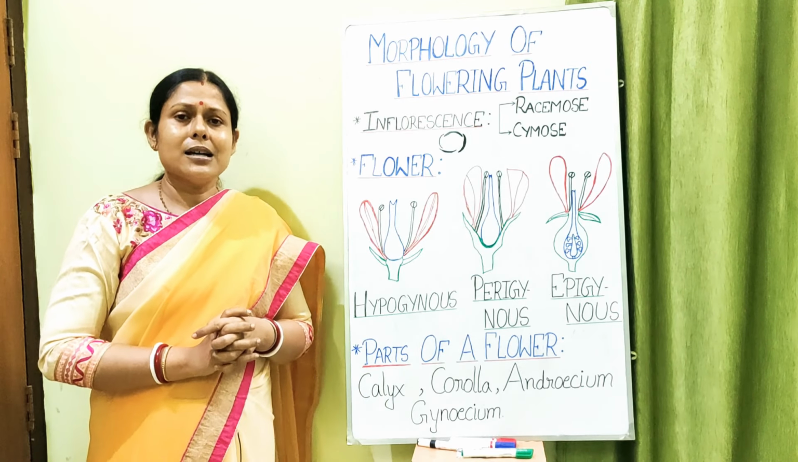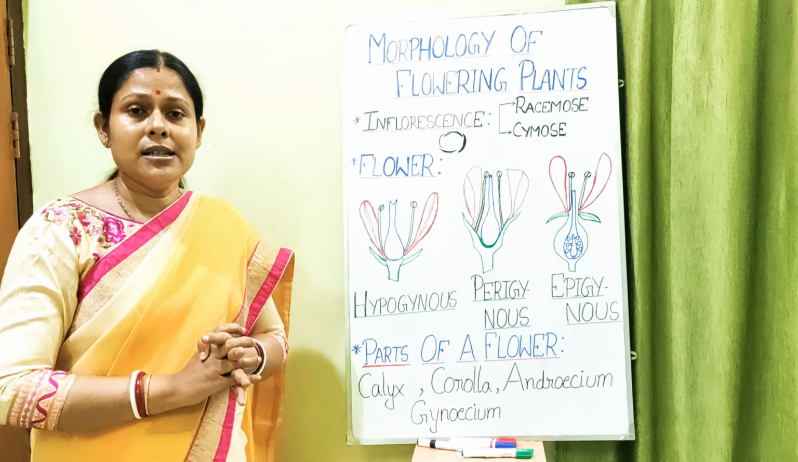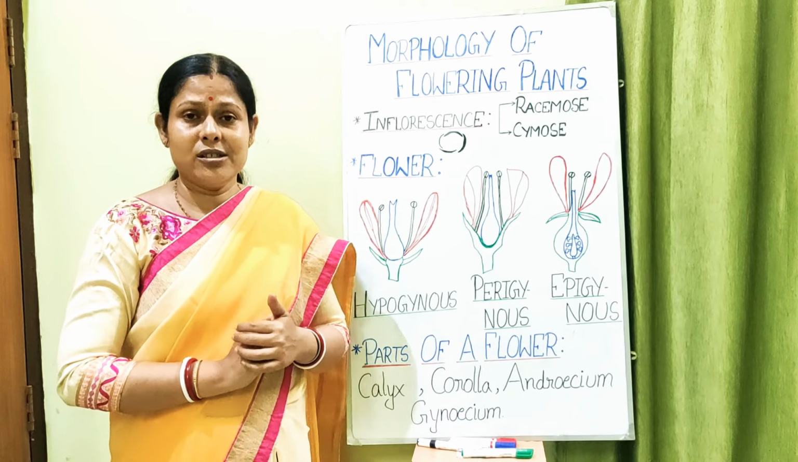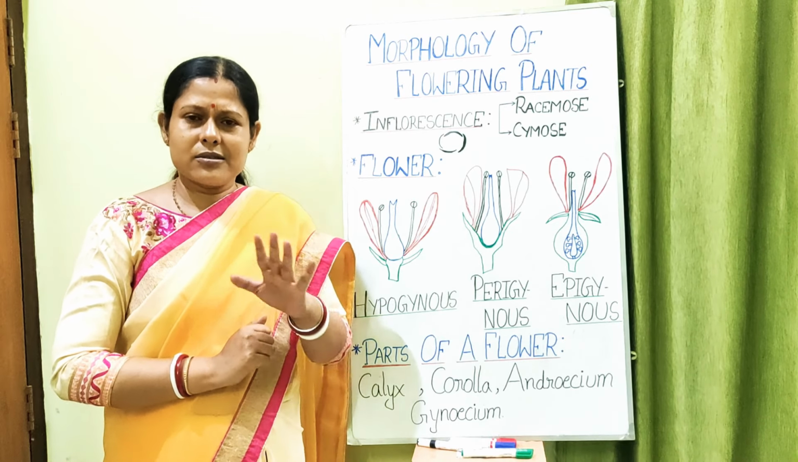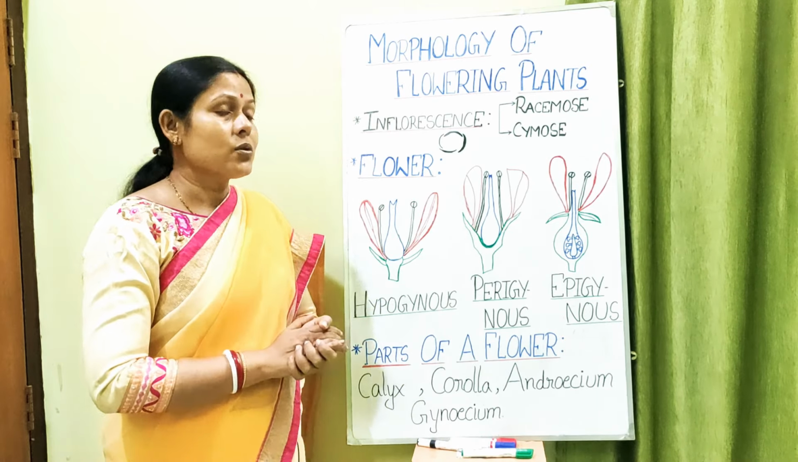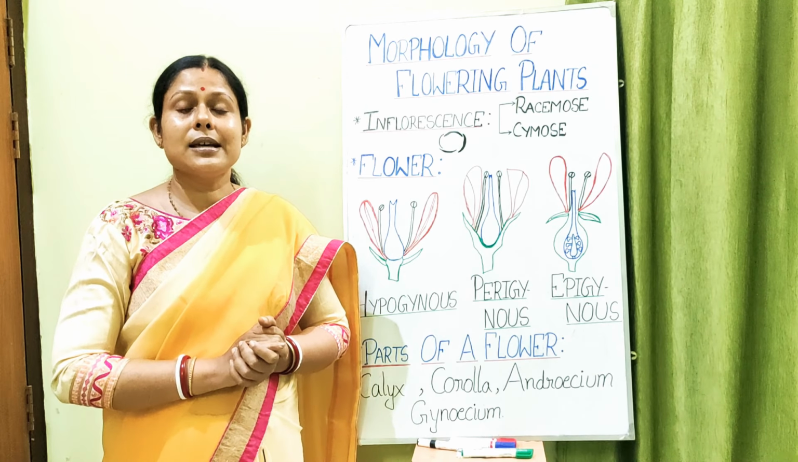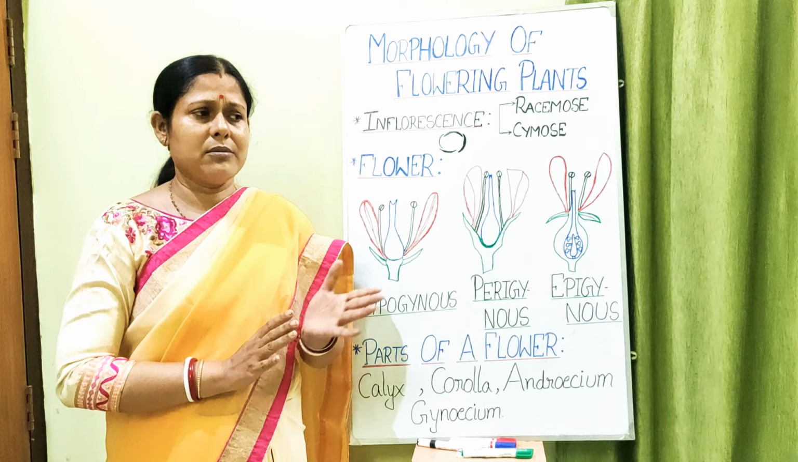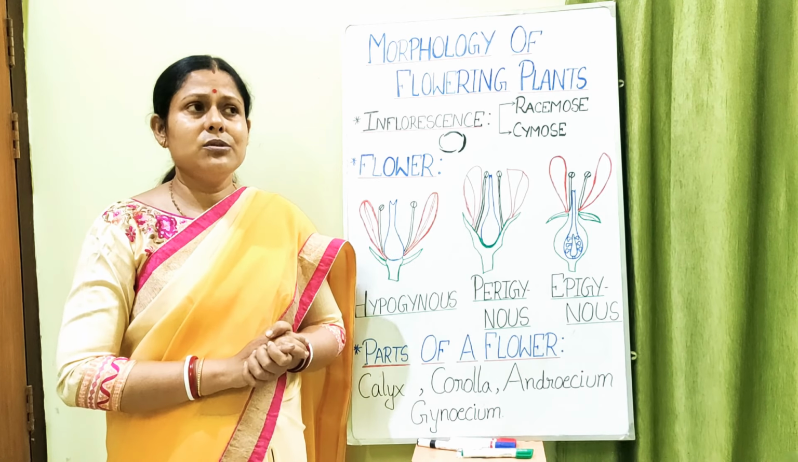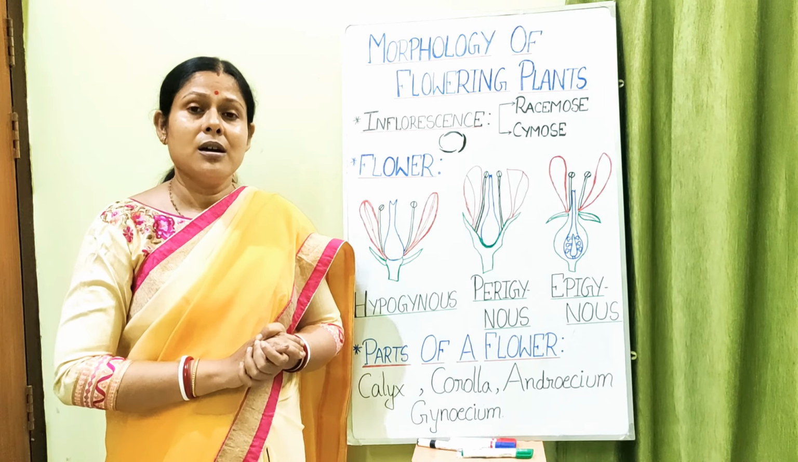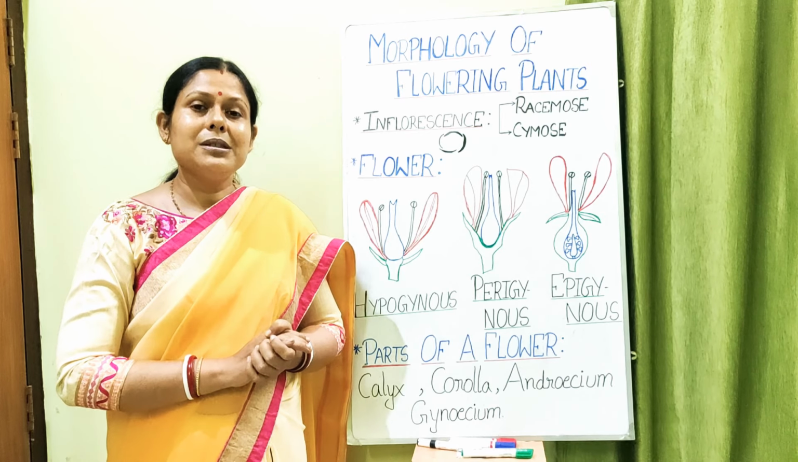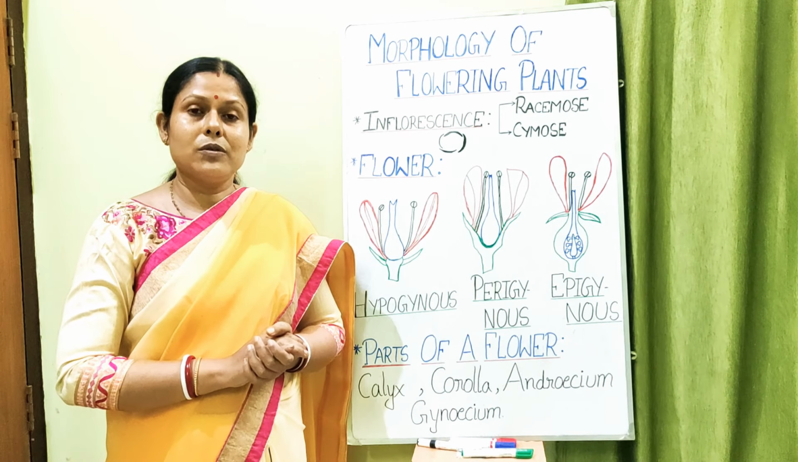And the last one is called vexillary, and sometimes it is called quincuncial. Vexillary is easy, it is written in your book. Vexillary aestivation is a special type of aestivation. We find this in case of Papilionaceae family flowers. That means you can find them in pea, the pea plant, especially in the leguminous plants.